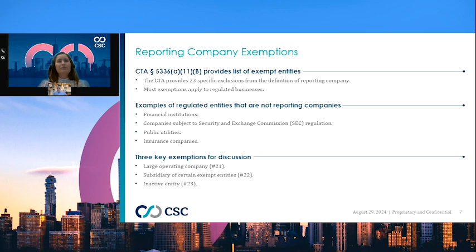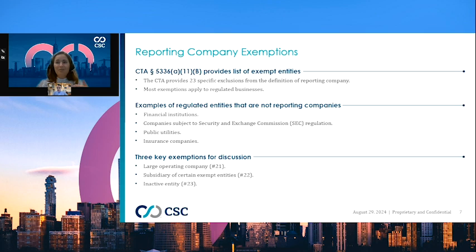So, reporting company exemptions. Even if an entity meets the definition of a reporting company, you must then consider whether it meets any of the 23 exemptions. If an exemption applies, the entity is not a reporting company, and the company does not need to file a BOI report with FinCEN. The vast majority of the exemptions apply to regulated companies, such as financial institutions, SEC-regulated companies, public utilities, and insurance companies. The exemptions are specified by reference to definitions contained in particular laws, such as the Securities Exchange Act, the Investment Advisors Act, the Commodity Exchange Act, and others. If these apply to your business, you're probably already aware of them.